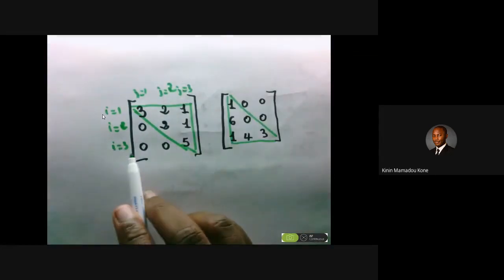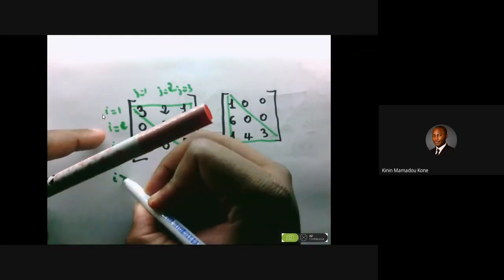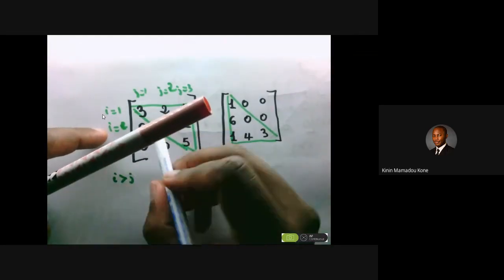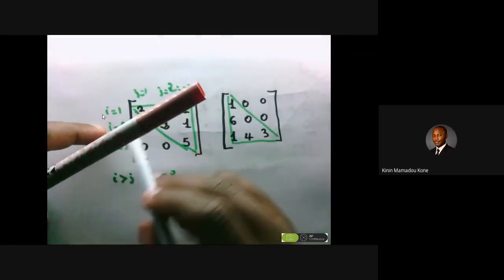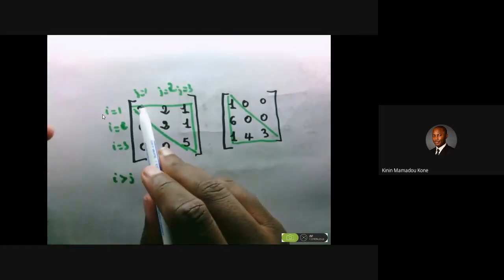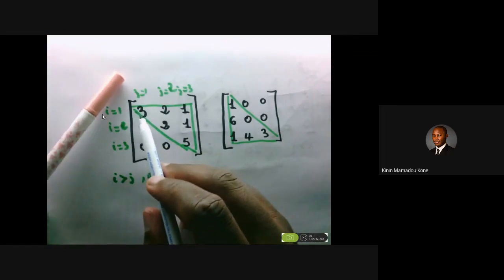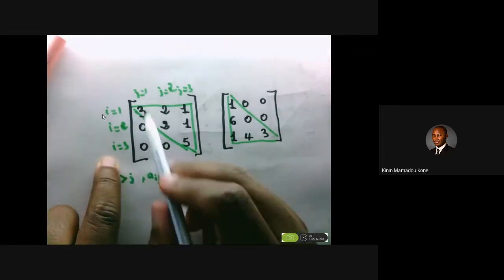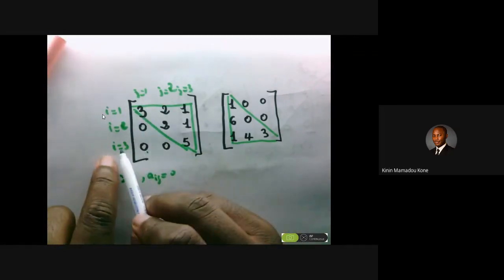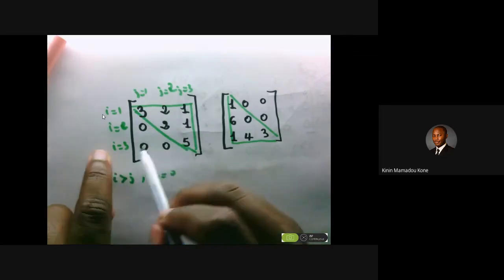You can see that when i is greater than j, the entry ij equals 0. So i is equal to 2, j is equal to 1, we can see that the entry is equal to 0. i equals 3, j equals 1, 0. i equals 3, j equals 2, 0. So in that particular case, we are dealing with an upper triangular matrix.